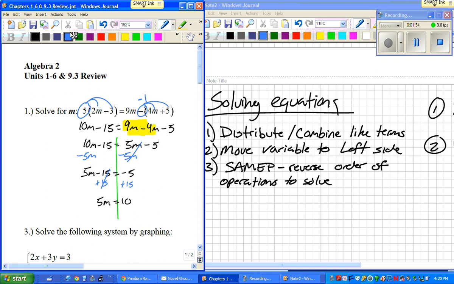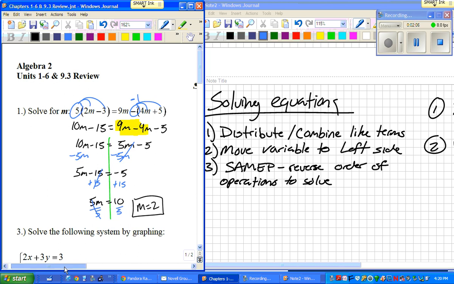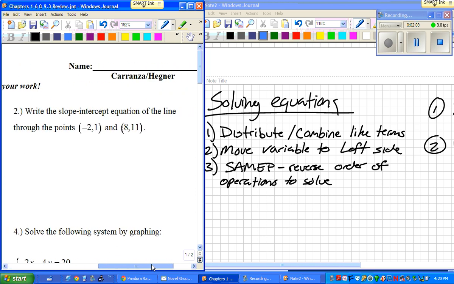5m equals 10. Divide by 5. And you get m equals 2. Okay? Alrighty.